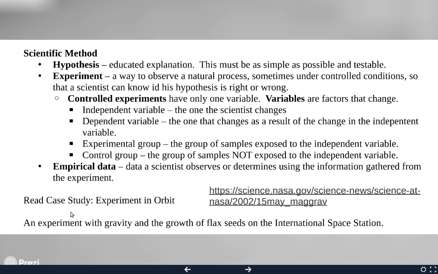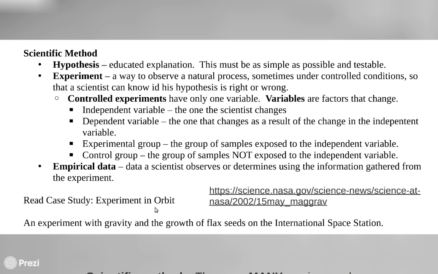So there's a case study called Experiment in Orbit, and it is about flax seeds being grown in orbit and how the magnetic field, does the magnetic field on the Earth help plants know which way is up and which way is down? There's also the light, obviously, but if we apply a magnetic field to a seed, just like the Earth has a magnetic field, will it help the seeds know which way to grow? And so they did this, and this case study can be found on page 13 in your textbook if you'd like to read about it.